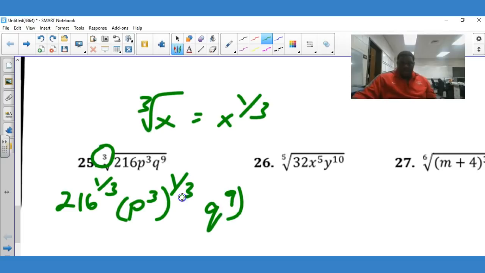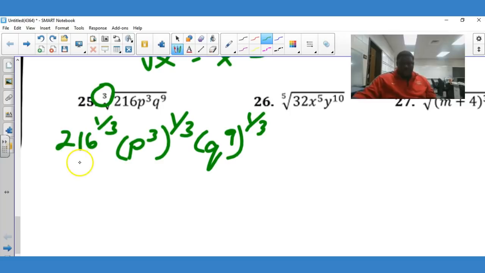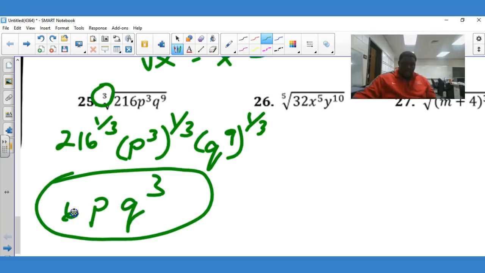So now, when you look at this problem, 216 to the 1/3. 6 times 6 is 36 times 6 is 216. So this right here, that's 6. Now this, remember, power to a power, you multiply. So 3 times 1/3, 3 times 1 is 3, 3 over 3 is 1. So p. Right here, 9 times 1 is 9, 9 divided by 3 is 3. So this answer right here would be 6pq cubed.